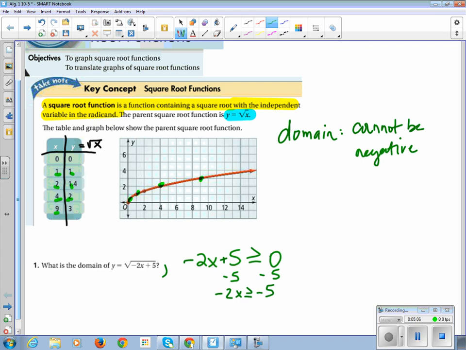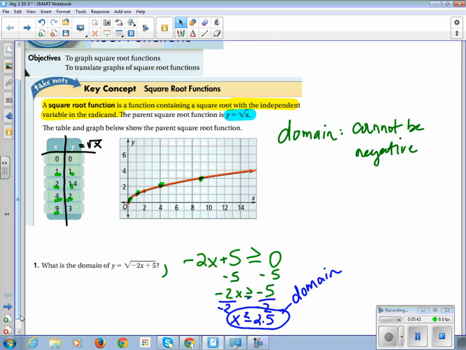So when I subtract 5 from both sides, I get negative 2x greater than or equal to negative 5. And then I'm going to divide both sides by negative 2. And when you divide by a negative, it causes this inequality to switch. Negative 5 divided by negative 2 is positive 2.5. So this right here is our domain. X has to be less than or equal to 2.5.